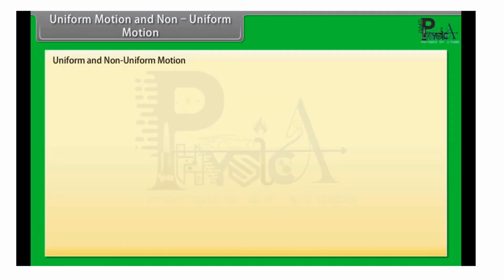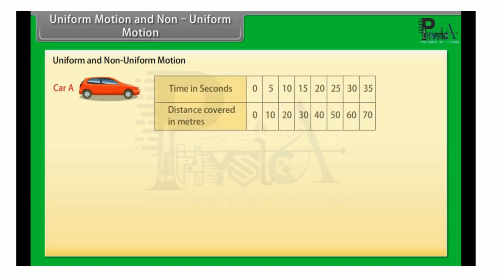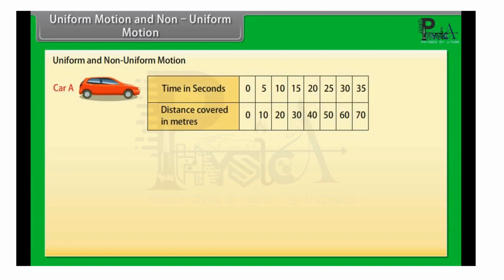Uniform motion and non-uniform motion. To understand uniform and non-uniform motion, let's take one example. Look at this table. This is the distance covered by a car A.